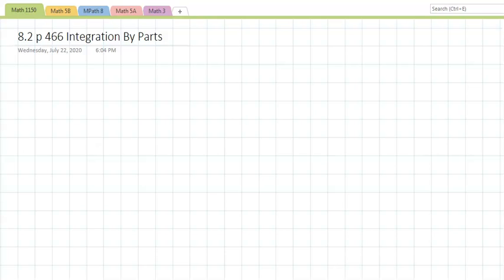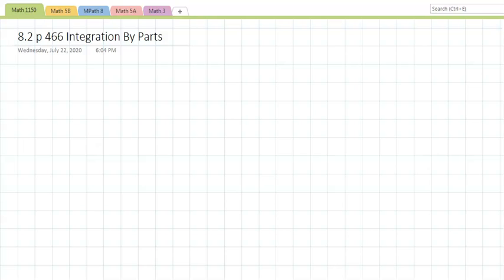Section 8.2 is on page 466, talks about integration by parts. Now, you are aware of one technique of integration. We're going to add 4 more to that, plus you already know the technique of u-substitution. We're going to amend that as well.